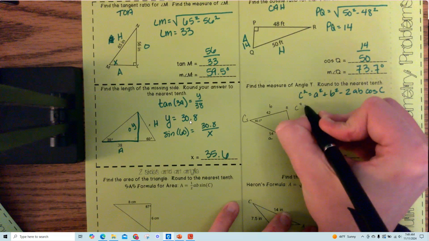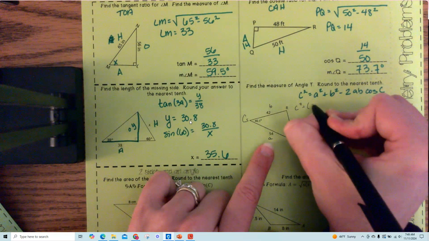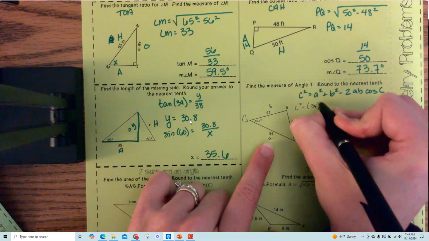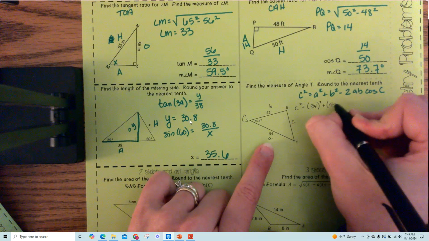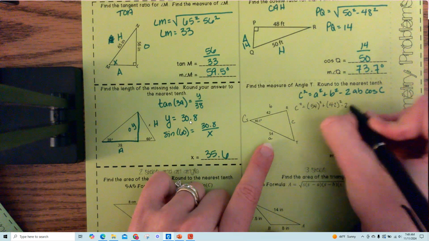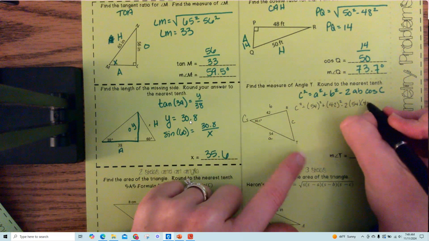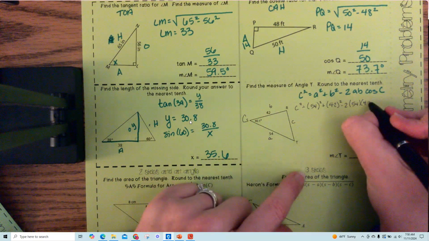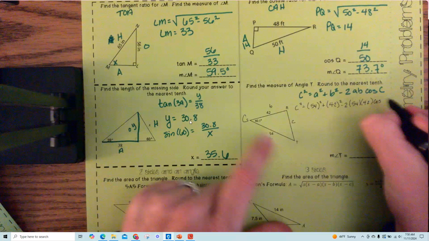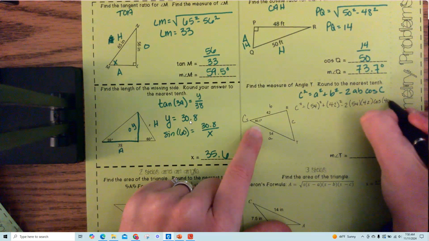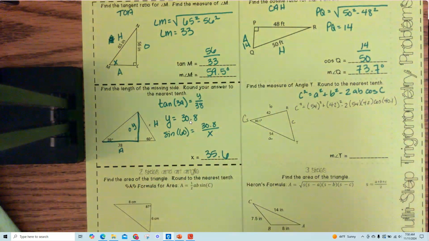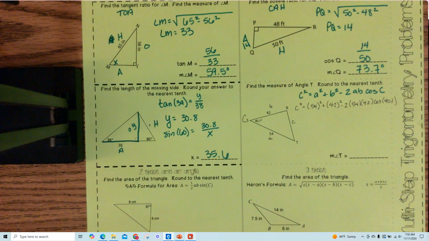So c squared equals a squared, which is 54, b squared is 42, 2ab, oh, that's 42, and then cosine of c is 40.1. It was a long formula.